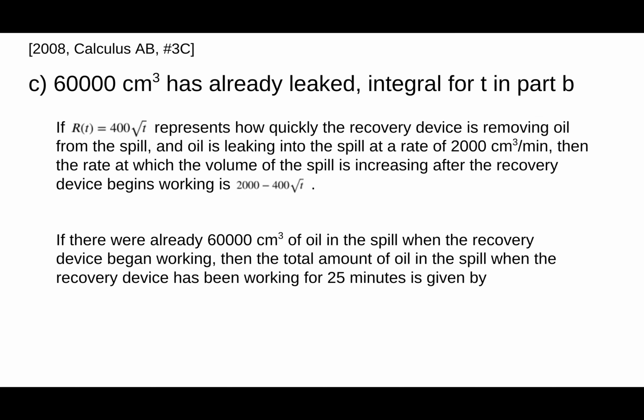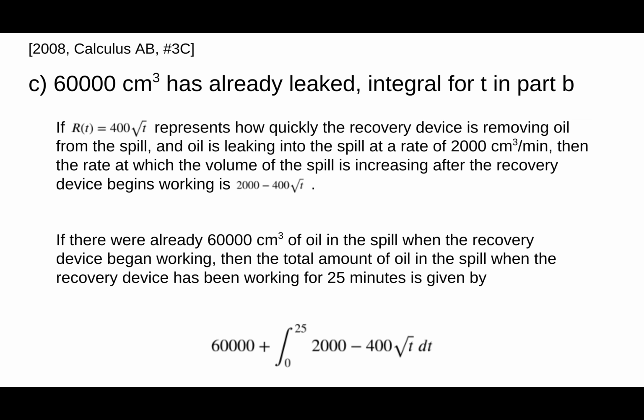But 60,000 cubic centimeters has already leaked in, and we want to know how much is in there when the oil is at its maximum. That's the value of t we found in part B, which is 25 minutes. So that would be 60,000 plus the integral from 0 to 25 of this new rate function, 2,000 minus 400 square root t, would be the integral that would give us that.